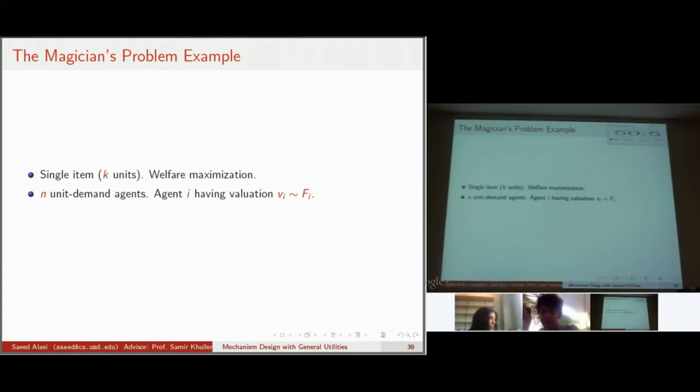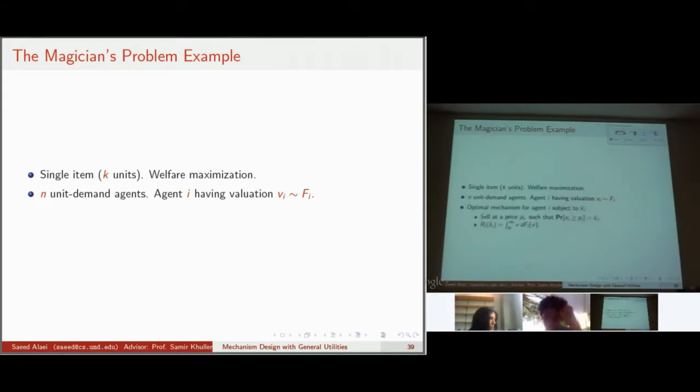So I will start with an example. Let's say you have a single item, but you have k units, and you want to maximize welfare, and you have n unit demand agents, each one having a valuation v_i drawn from some distribution F_i, where the distributions are known. Of course, you can solve this easily by just an auction, like a second price auction. But there are some other reasons you may not want to do that. I will explain the reasons later.